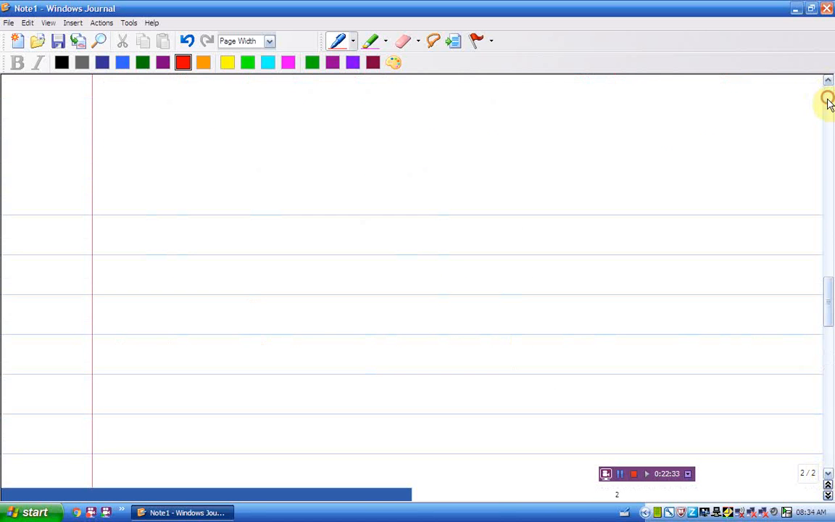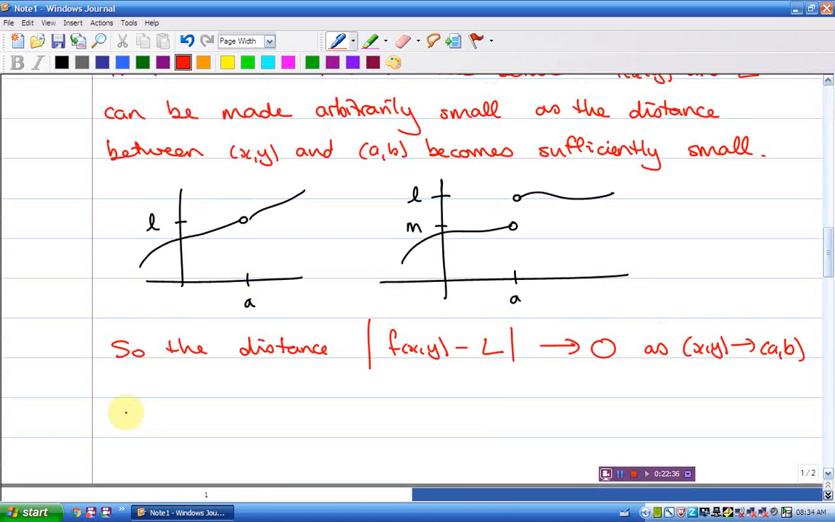Oops-a-daisy, sorry, that was accidental. I didn't realize I was that close to the edge of the page.